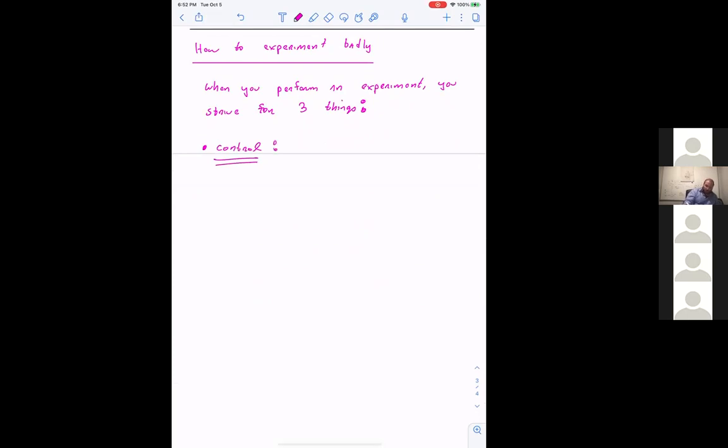First thing, control. Strive to eliminate confounding and lurking variables. When you do an experiment, you don't want to have any confusion as to why the response is what it is. Eliminate confounding and eliminate lurking variables, things that are going on behind the scenes. The more you can eliminate, the better.